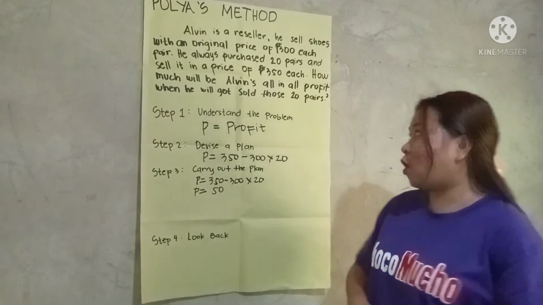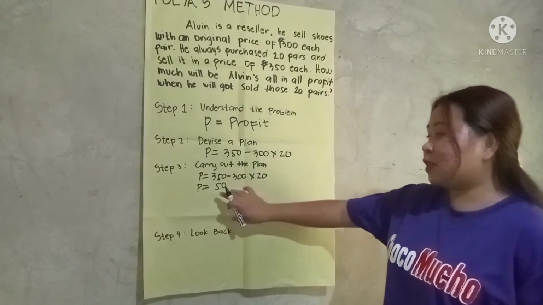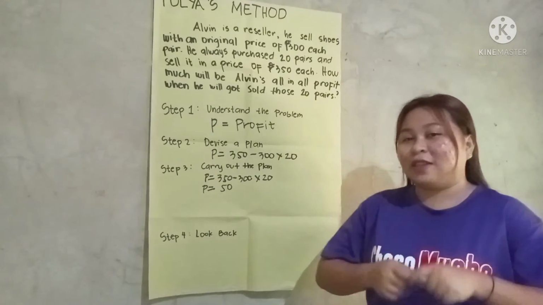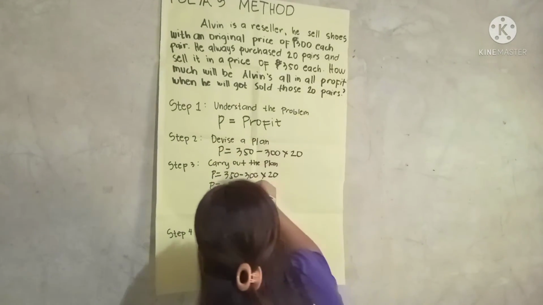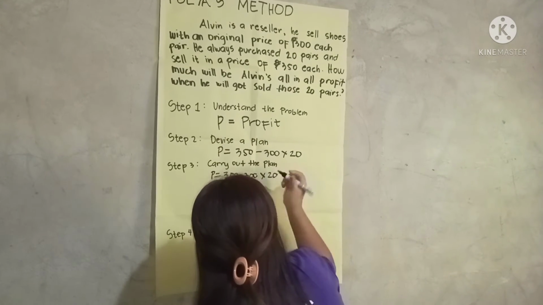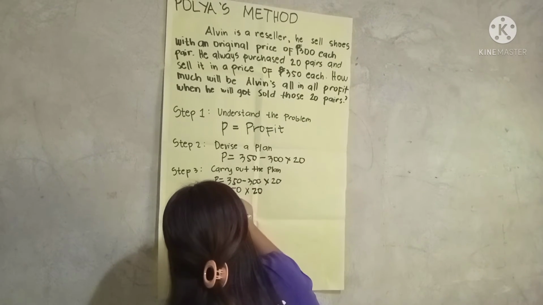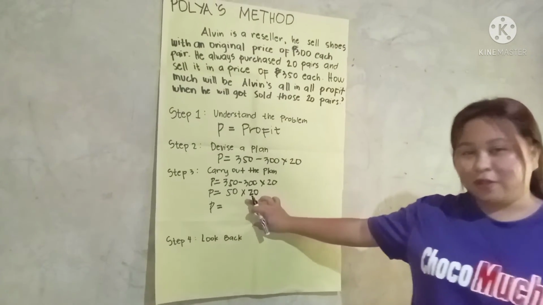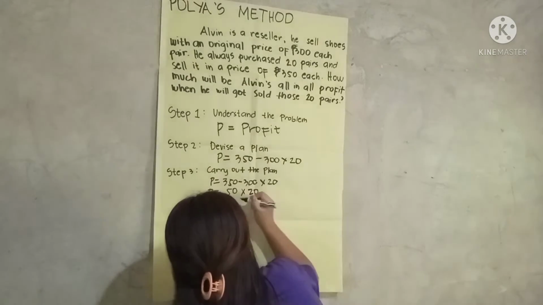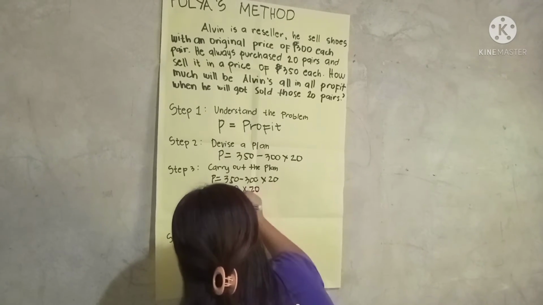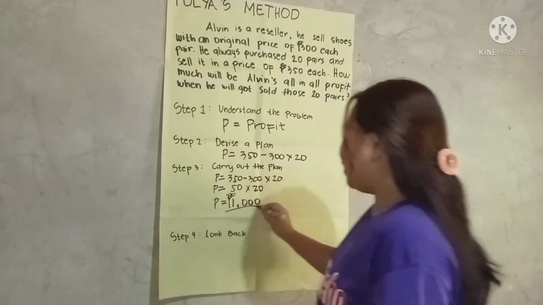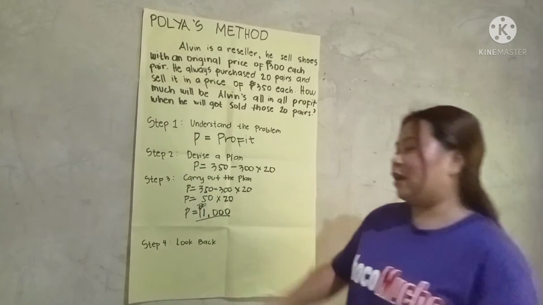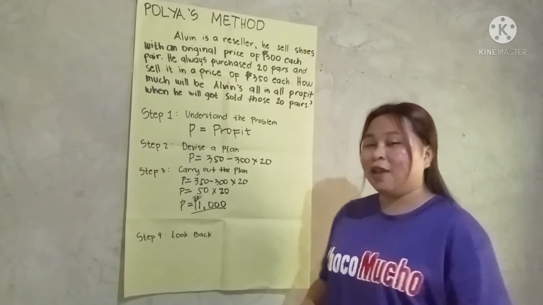But Alvin has sold 20 pairs. So, we're gonna multiply it by 20 so that we can get the all-in-all profit of Alvin. So, 50 times 20. So, the profit will be 50 times 20 equals 1,000. So, 1,000 will be the profit of Alvin. So, now, we are in our last step. So, step 4 will be to look back.